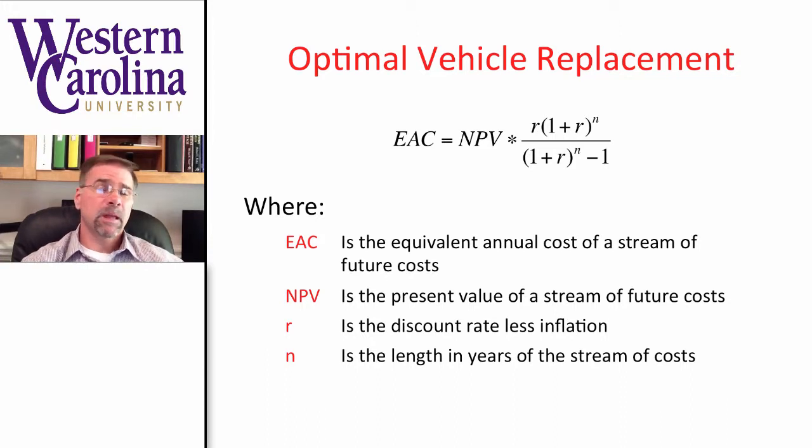Now, there are some calculations that can help with this, and I'll later post to the portal a spreadsheet, much like the one for inventory control, that has some of these built in so you can see how it works. But in terms of thinking about optimal vehicle replacement, here you can see a formula for that. When we think about the equivalent annual cost, it's a stream of cash flows.